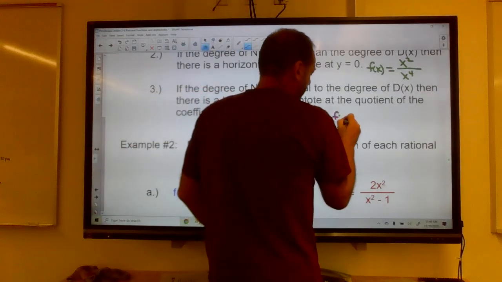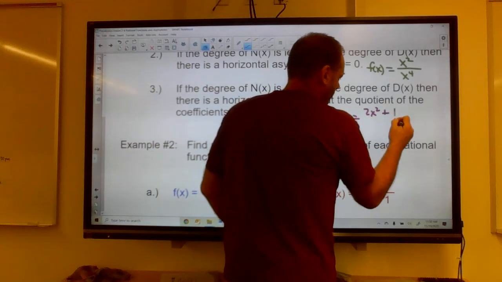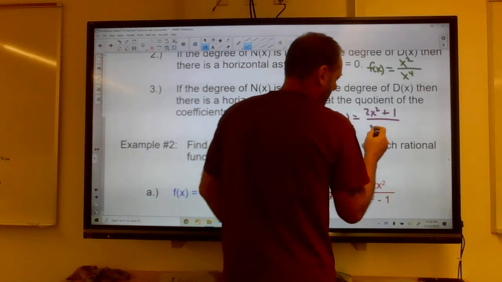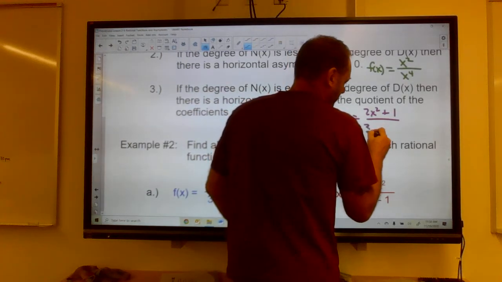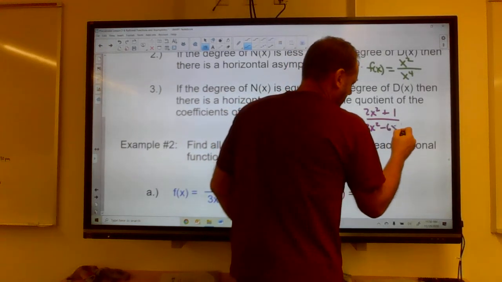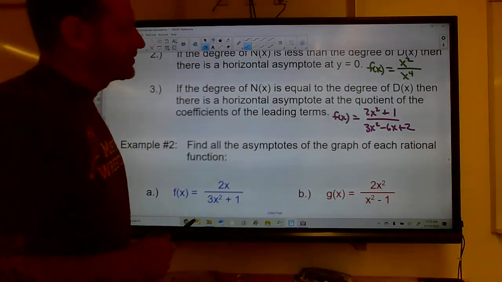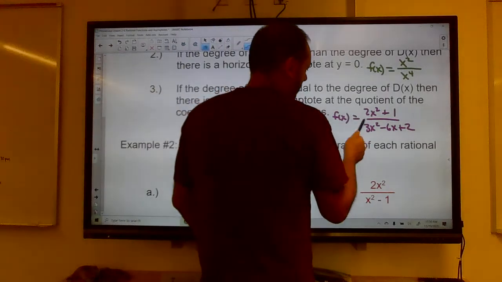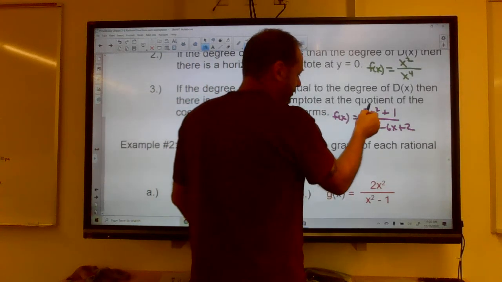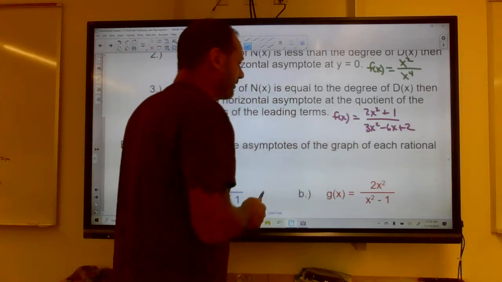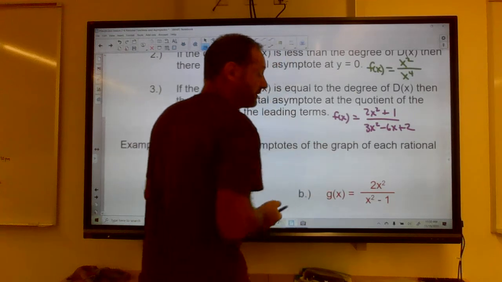I've got f of x is 2x squared plus 1 over 3x squared minus 6x plus 2. Okay, the degree of the numerator is 2, the degree of the denominator is 2. That means that there is a horizontal asymptote, and it's at the quotient of the two leading coefficients. So all I've got to do is take 2 and divide it by 3. There's one at 2/3.